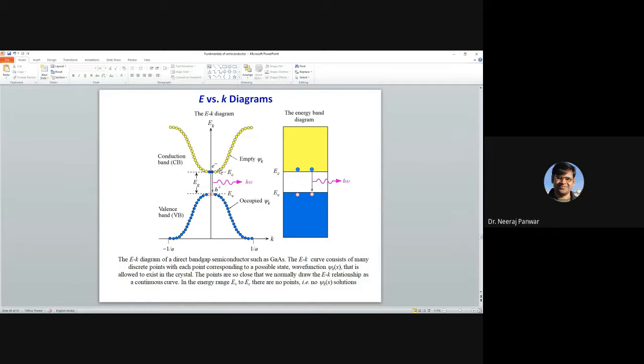So the behavior of an electron which is present at the bottom of the conduction band is completely different from the electron that is present here at the top of the conduction band. Because here the curvature is upward, here the curvature is downward, so here the effective mass is positive, and at the top the effective mass is negative. The effective mass is negative, and it is very close to the boundary of the Brillouin zone. So here the electron behaves differently in comparison to the electrons here.